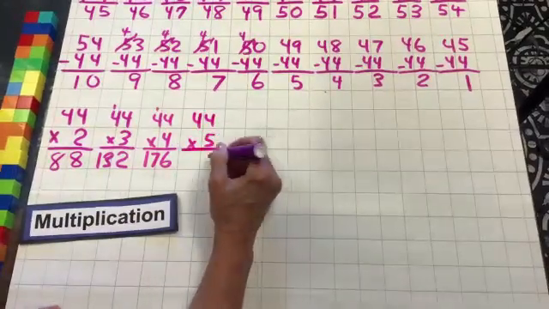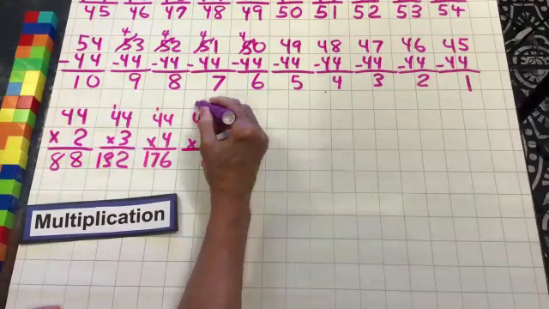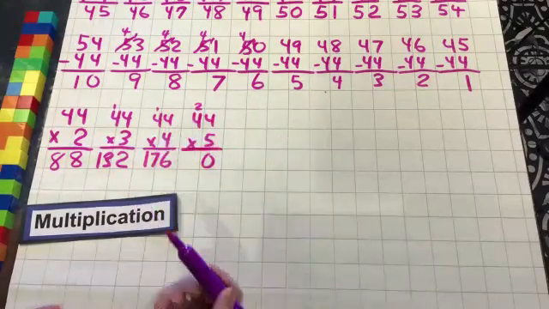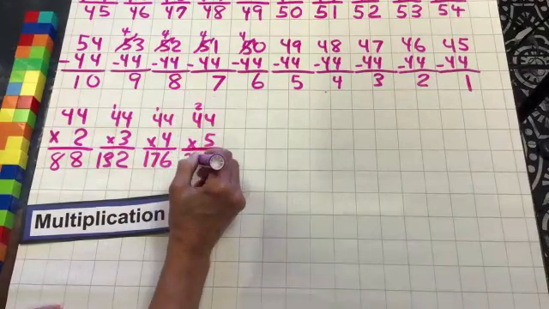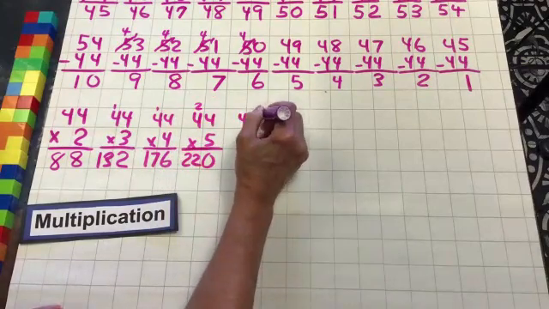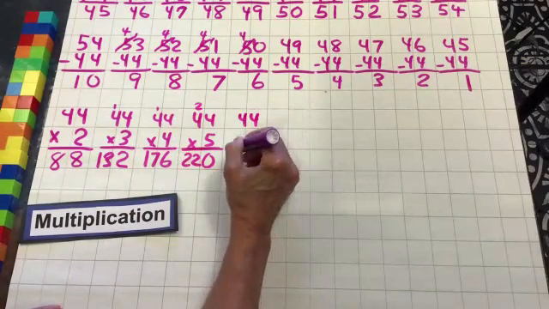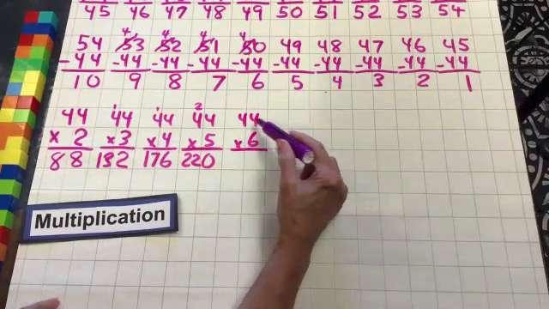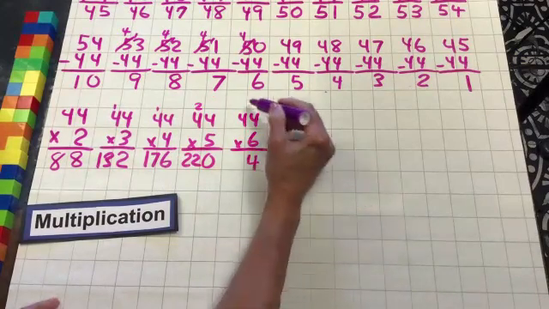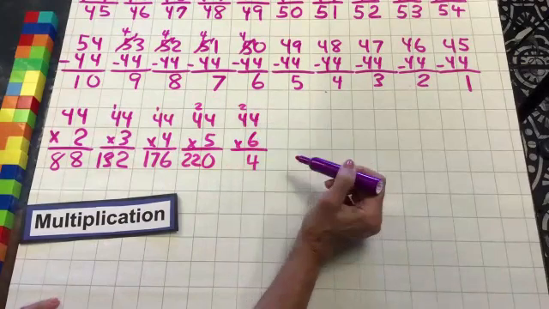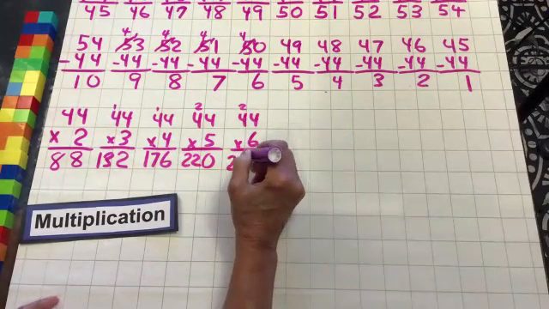All right, 5 times 4 is 20. Drop the 0, carry the 2. 5 times 4 is 20, plus 2 is 22. Let's do 44 times 6, or 6 44s. 6 times 4 is 24. Drop the 4, carry the 2. 6 times 4 is 24, plus 2 is 26.